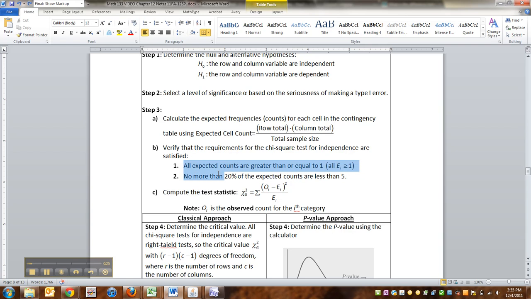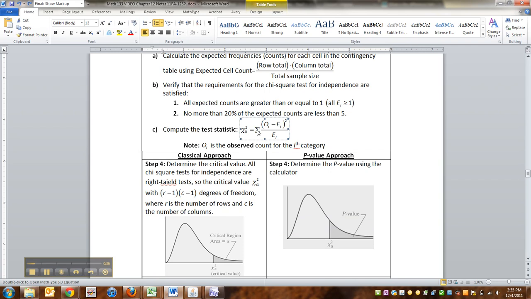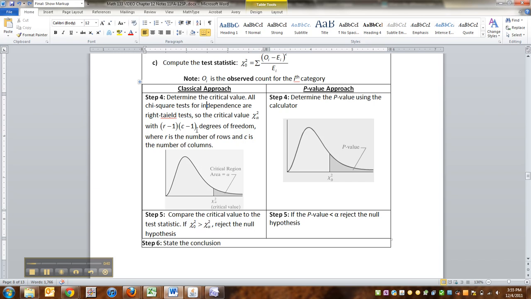Just like with the test for goodness of fit, you need all your expected counts to be greater than or equal to 1. No more than 20% of the counts are less than 5. Same formula for the test statistic, it's just going to be a little bit harder to calculate. The degrees of freedom is a little bit different here. It's r minus 1 times c minus 1, where r is the number of rows and c is the number of columns. And this is always a right-tailed test, no matter what.